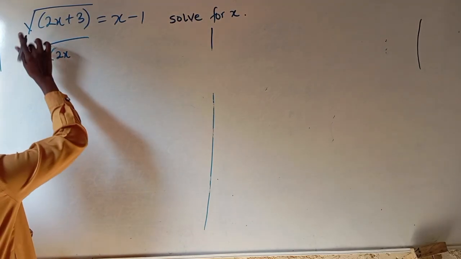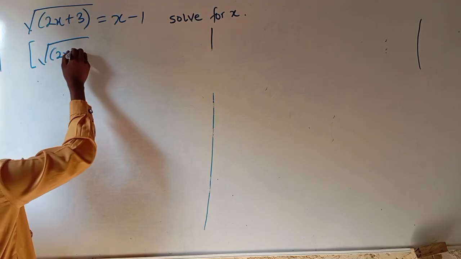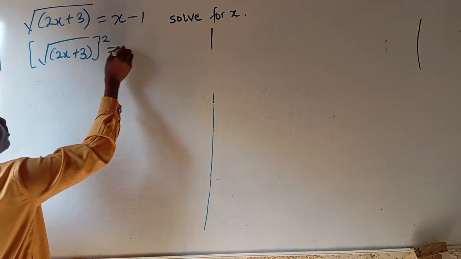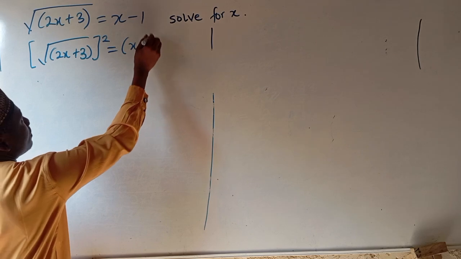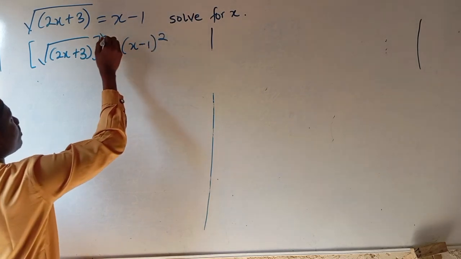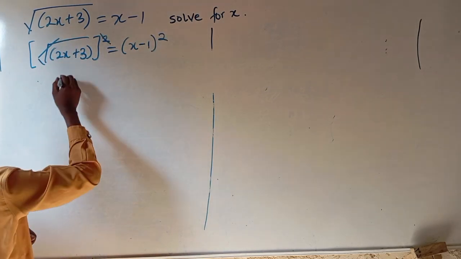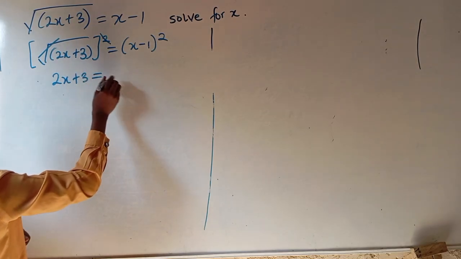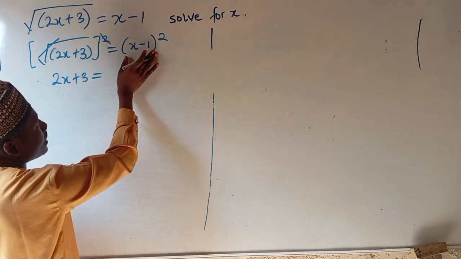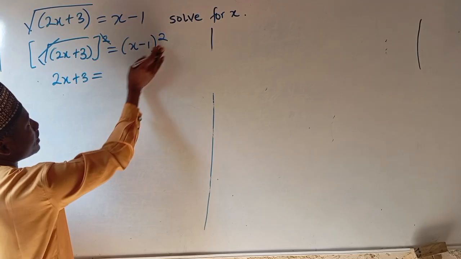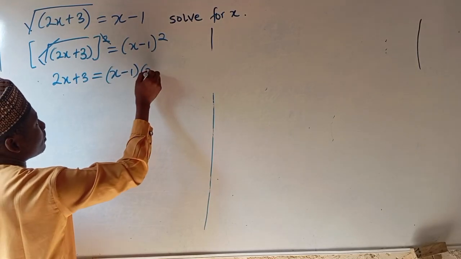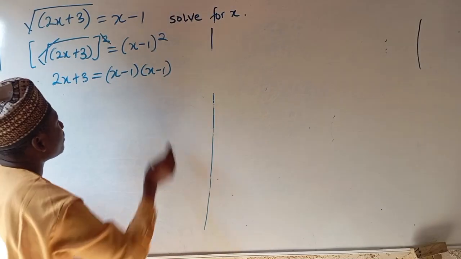Let me put something like this. Square equals square. So this square, we take away the square root. We are going to have 2x plus 3 is equal to. Now this indicates that what is here is in two brackets because of the square. We have x minus 1 and x minus 1 in brackets.